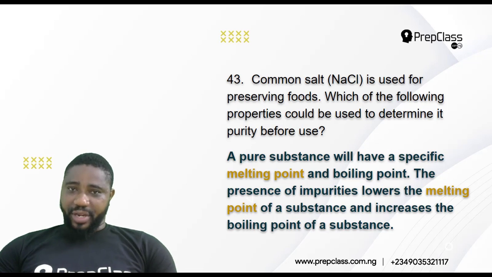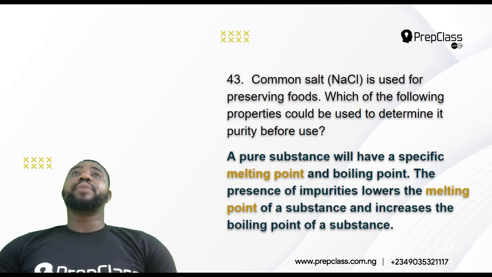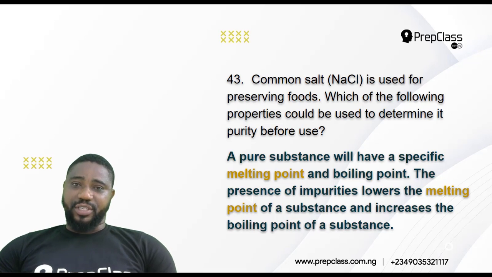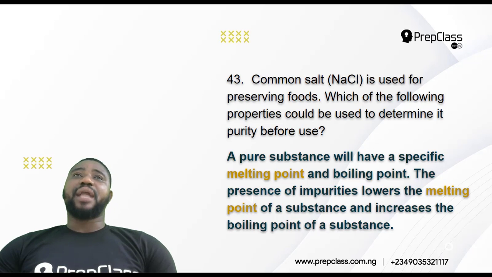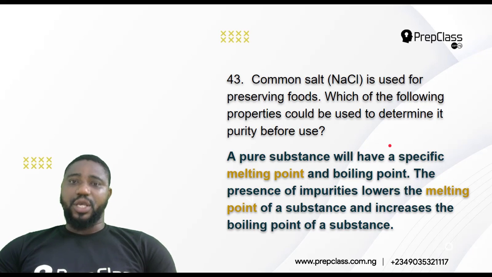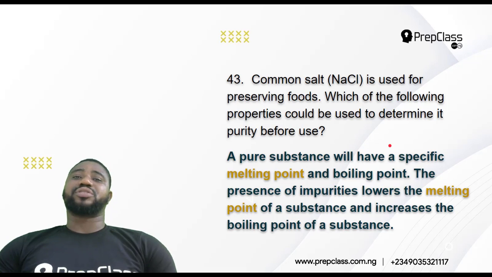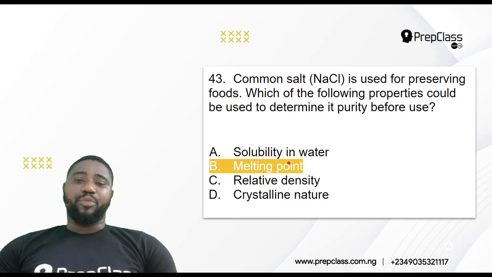So for you to say any substance is pure, the boiling point must remain the same. The boiling point of pure water is 100 degrees Celsius. The melting point of pure ice is 0 degrees Celsius. Anything that makes water boil higher than 100 degrees Celsius at normal atmospheric pressure simply means that water contains impurity. So impurity usually alters the melting point or boiling point of the substance. For you to detect if a substance is pure, it must have a specific melting point and boiling point. In the options, we don't have boiling point, but we have melting point. So we'll go with melting point. Melting point is what we use to determine the purity of common salt.